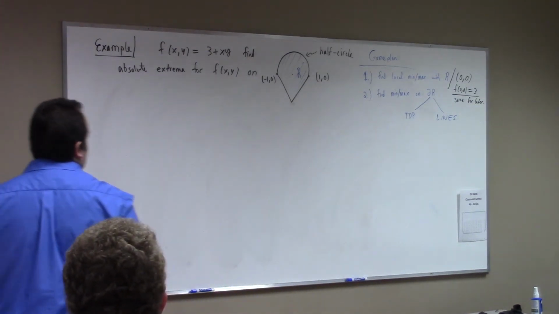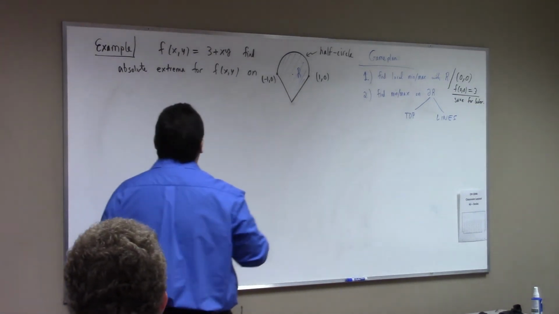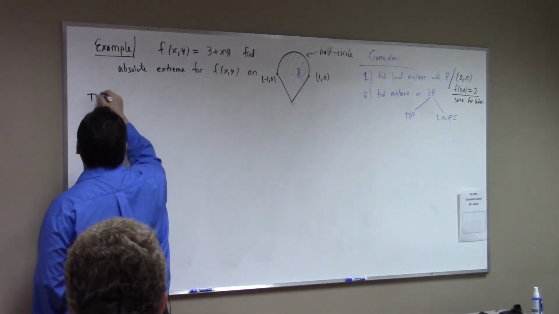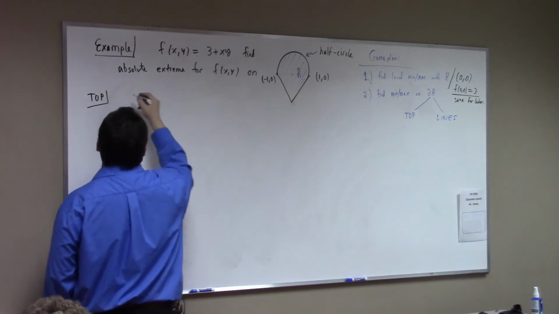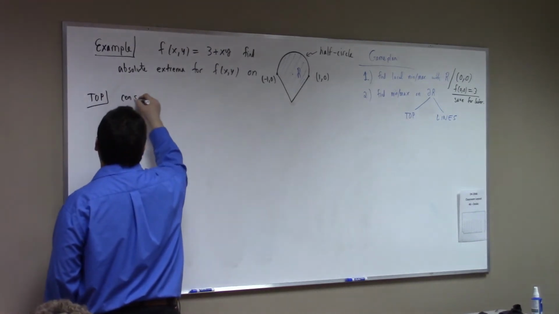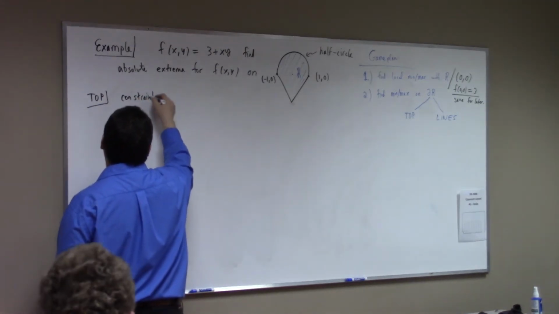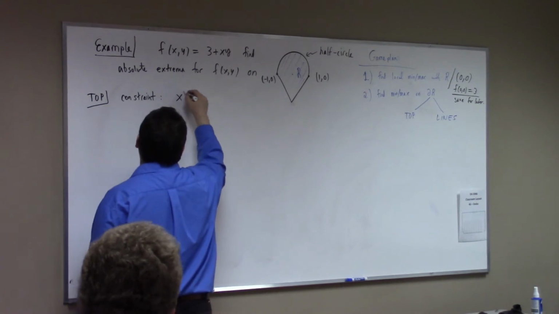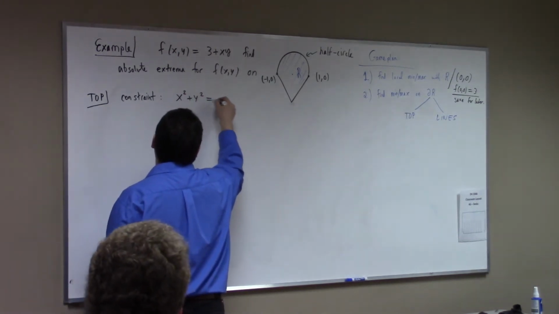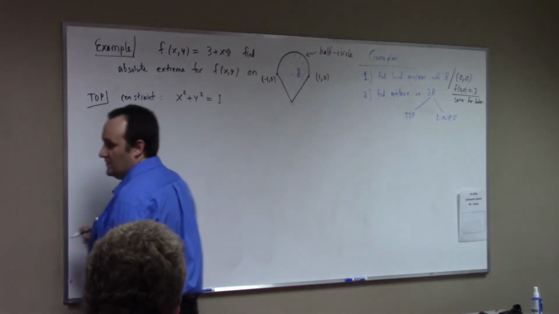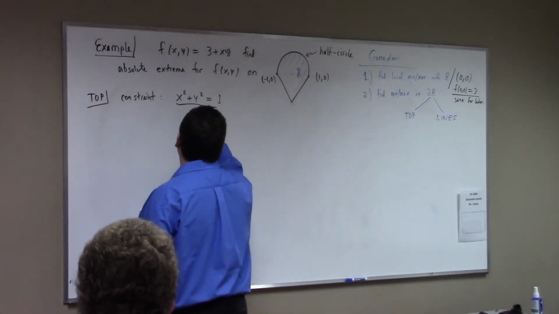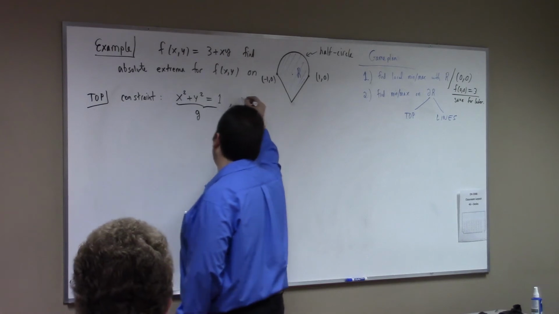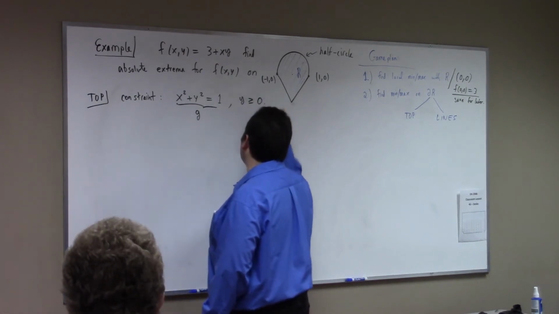Step 2 is where the fun is. So let's look at the top. So what's our constraint? It is x squared plus y squared equals 1, right? We're on part of the unit circle. That's my g, my constraint function. But there's more, right? There's also that y is greater than or equal to 0.